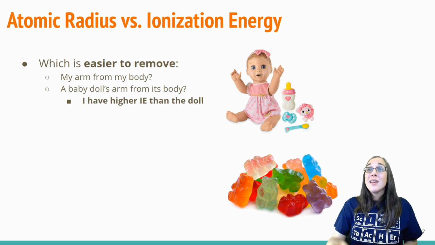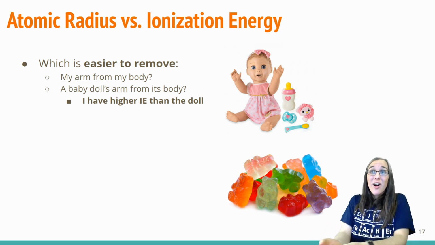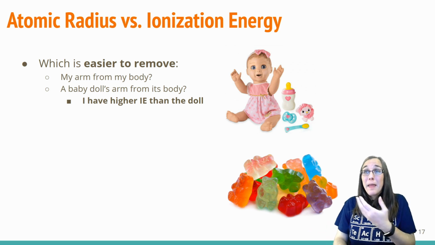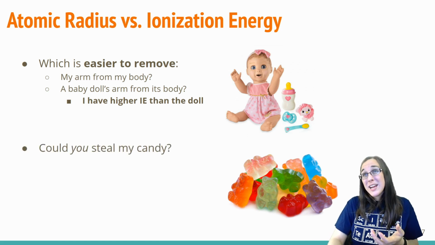That means that I have higher ionization energy than the doll. It is harder to take away my electron than the doll's electron. I have higher ionization energy. Now let's connect that with the atomic radius.